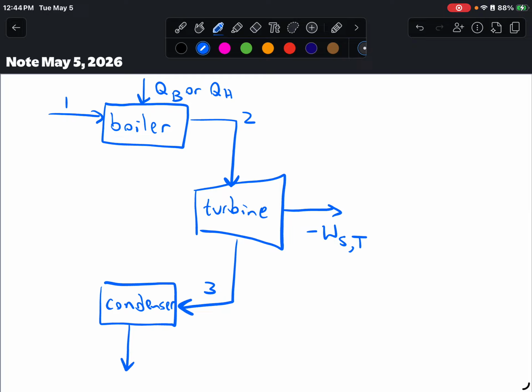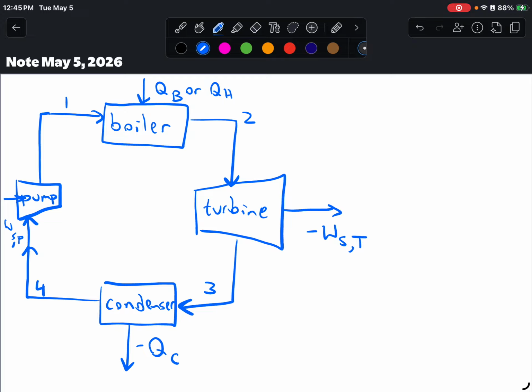And it's necessary to extract QC. We haven't yet explained why that's necessary. We will. And we go from state 3 to 4. And then we need to close the loop with a pump. So with the pump, we put in work, and that brings us back to state 1.